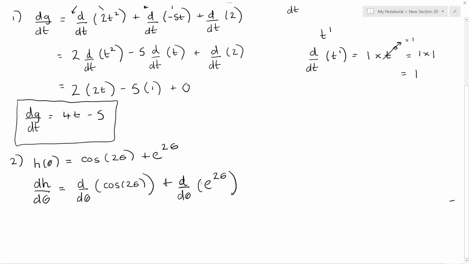So again, we should write down some rules to help us differentiate these two functions. So starting off with the cos 2 theta. Okay, we notice it's of the form d by d theta of cos a times theta, where a is some constant. And we should recall that to differentiate this, we get minus a sine of a theta.